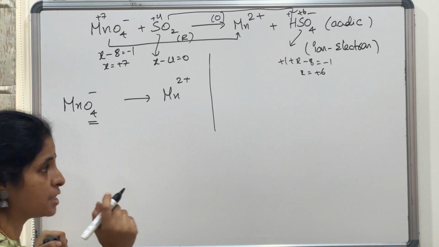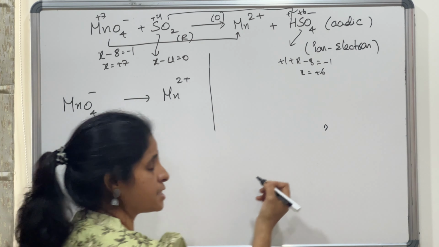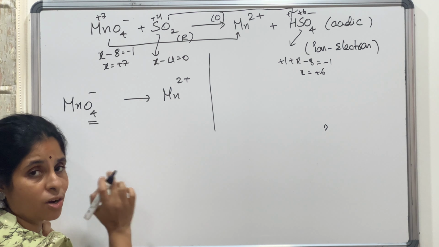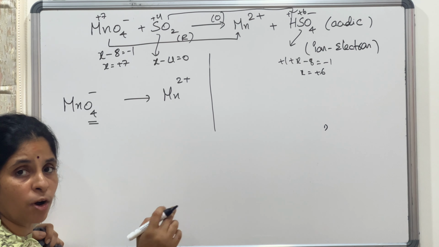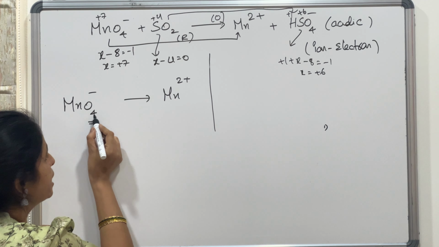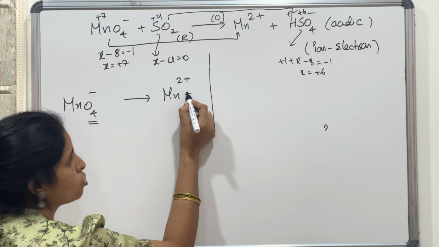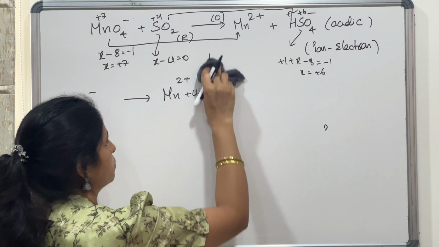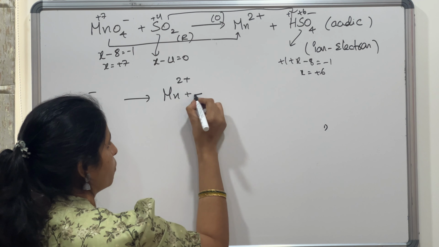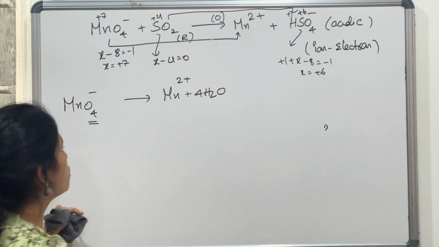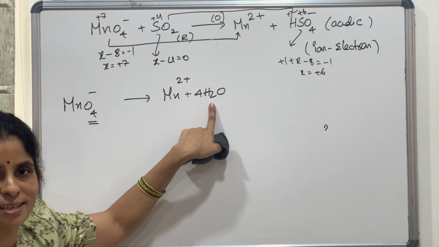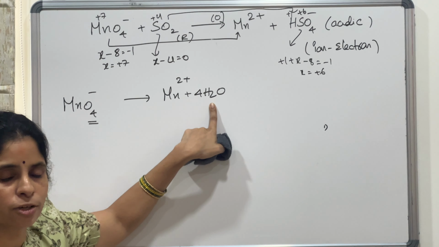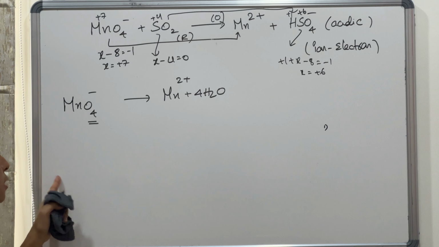So the first thing is to balance oxygens. To balance these oxygens, add water molecules on the other side. Here 4 oxygens are there, so you need to add 4 H2O. So additionally hydrogens are introduced. To balance these hydrogens, add H plus ions on the other side.